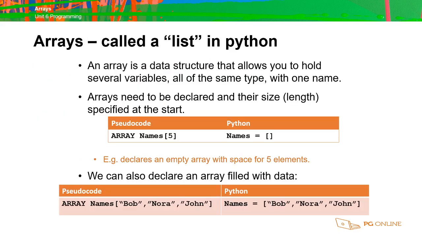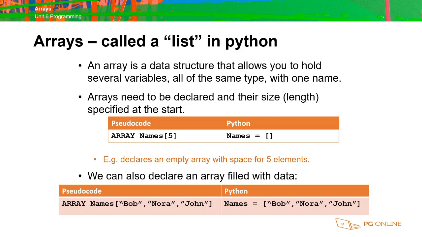Right, so with a recap, what is an array? These are called lists in Python. I doubt you'll see the word list in the exam paper. It will always refer to it as an array. So an array is basically a data structure. It is a method of storing data.